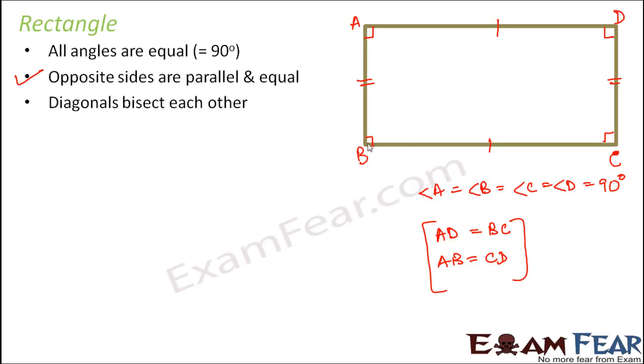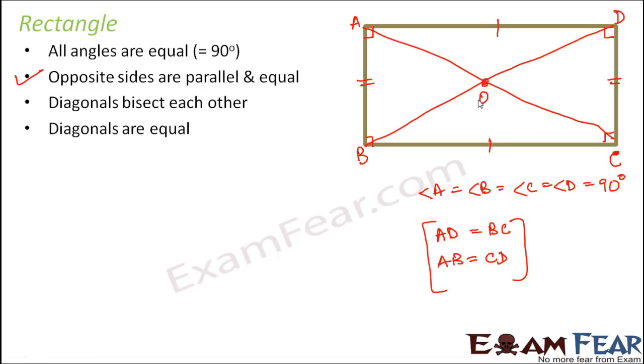Diagonals bisect each other. In this case also we see that the two diagonals divide each other into equal halves. Diagonals are equal. This is something new, that the diagonals are also equal, that is AC is equal to BD.